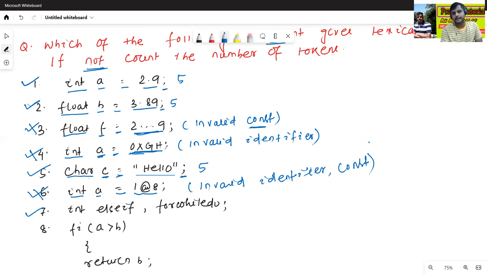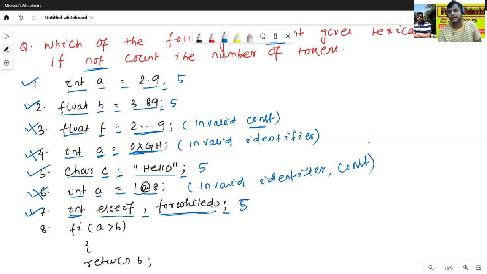Then the seventh one we'll check. Int is valid, else if is valid, comma is valid, for while do is valid, then semicolon is valid. So 1, 2, 3, 4, 5 is the number of tokens in the 7th statement. Remember, you can select for as one token, while as one token, do as one token. But remember, for while do is one word here.